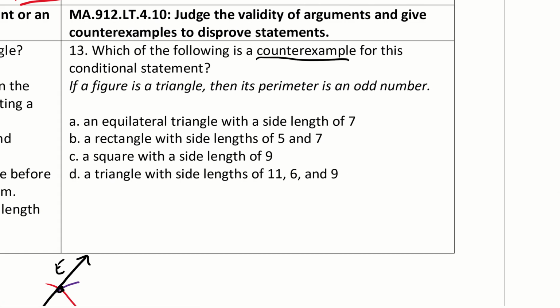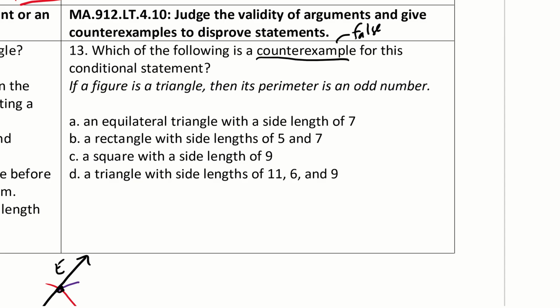All right, number 13, which of the following is a counterexample for this conditional statement? We looked at counterexamples semi-recently, so let's review that. It was in the beginning of chapter 3, lesson 1. All right, a counterexample makes things false, okay? So it helps us prove things false. For this conditional, if a figure is a triangle, then its perimeter is an odd number. So we want to prove that the perimeter is not going to be an odd number. If we prove that the perimeter is even, assuming that it's a triangle, then that would go against the statement. That would prove it false, and that would be a counterexample.